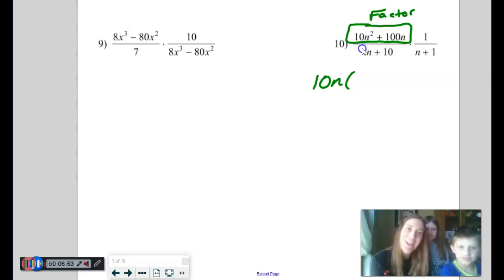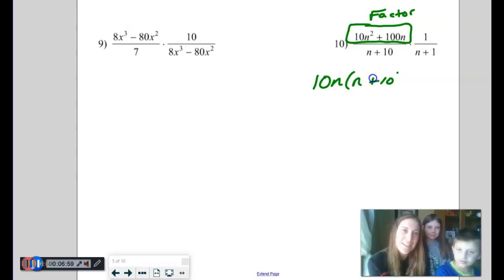10n. So we took a 10n out of this. You get n plus 10. All right. Nothing else in this problem changes. But what I like to do is write my factors in parentheses so I realize they're their own thing.